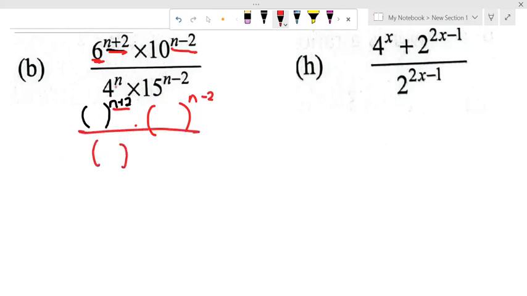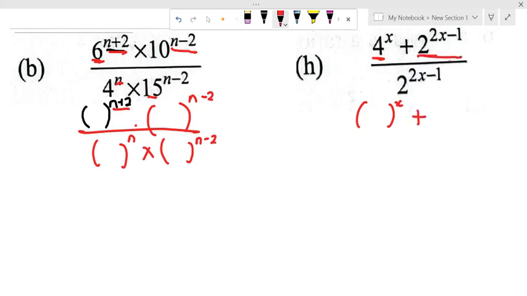I will have this index, which is n, multiplied by. Here, this is where I'm going to put my 15, and then the index is n minus 2. Now, if I come to this side, there's only one thing that I have to change, which is this 4. So here I'm going to put my 4, which is to the power of x, plus.